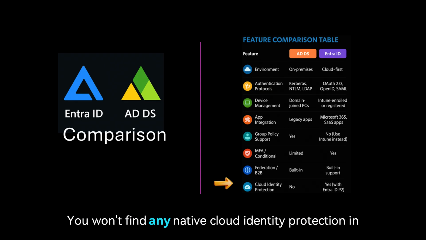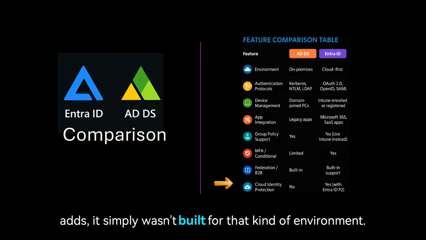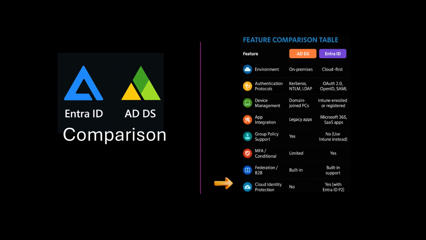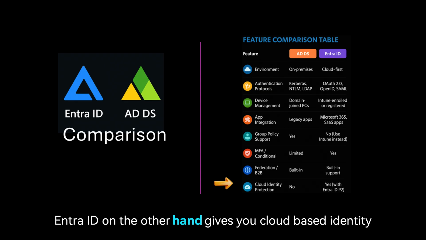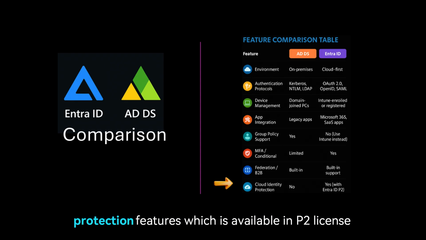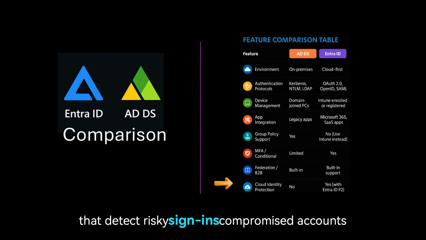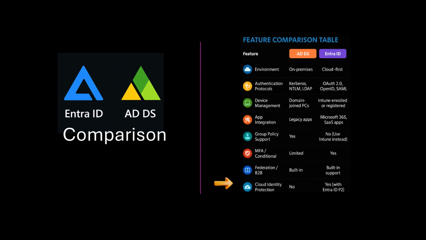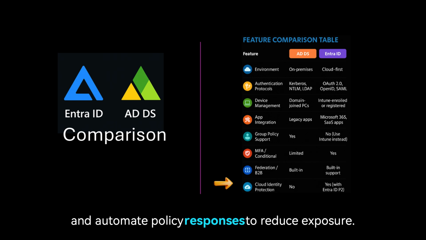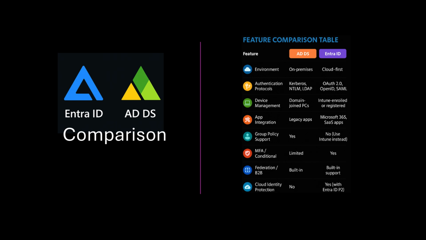You won't find any native cloud identity protection in ADDS. It simply wasn't built for that kind of environment. Entra ID, on the other hand, gives you cloud-based identity protection features, which are available in the P2 license, that detect risky sign-ins, compromised accounts, and automate policy responses to reduce exposure.